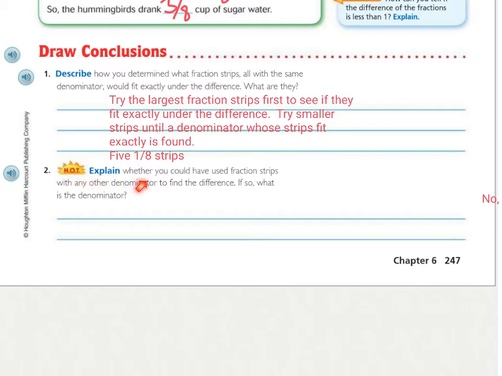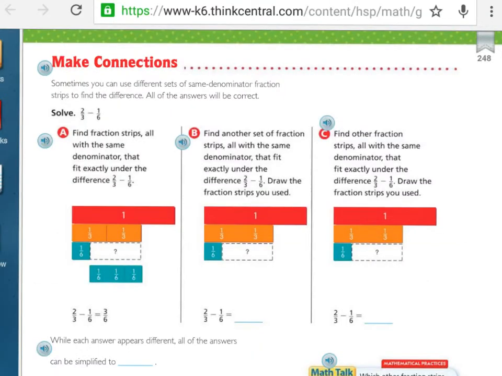Hot. Let's explain. Whether you could use fraction strips with any other denominator to find the difference, and if so, what is the denominator? Well, in this case, no. You couldn't, because there wasn't any other fraction strips that would fit. Sometimes you will have more than one fraction strip that will fit, and that's part of the reducing that we talked about yesterday, right? Where you're going to need to find the smaller number to be able to reduce or simplify. All right, let's make some connections.